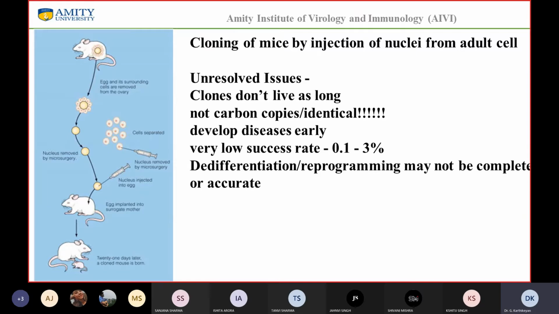Otherwise, you have lots of places where things can go wrong. Okay, but there are still, although we call them clones, lots of unresolved issues.